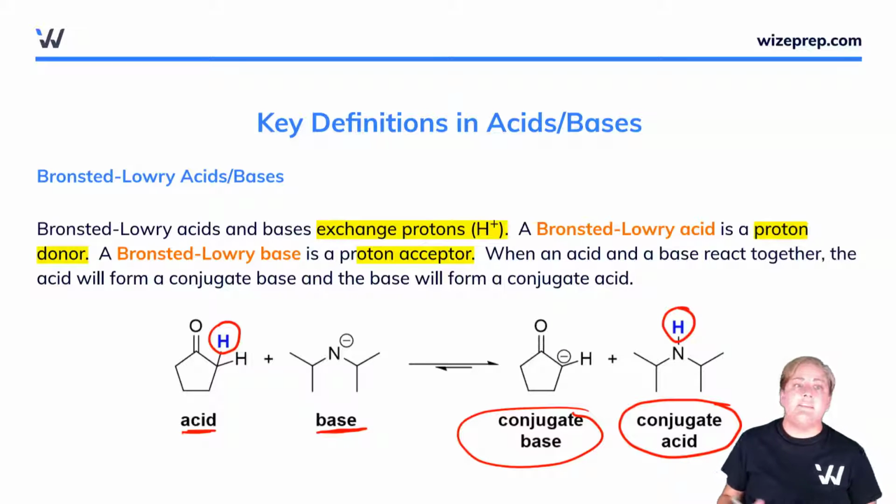The base, or proton acceptor, will form something called the conjugate acid. You'll note that in Bronsted Lowry acid and base chemistry, we start with two species and we end with two species, where they literally just exchange a hydrogen atom. So Bronsted Lowry is all about proton exchange, hydrogen from one species to another. Let's look at our next definition.